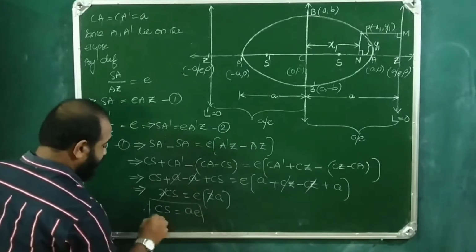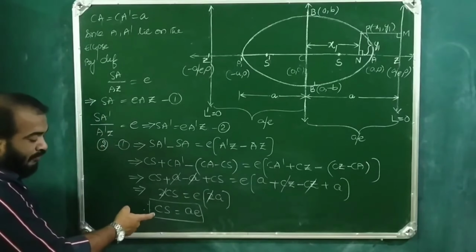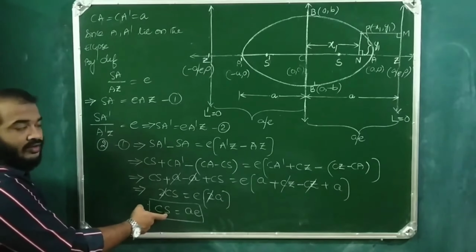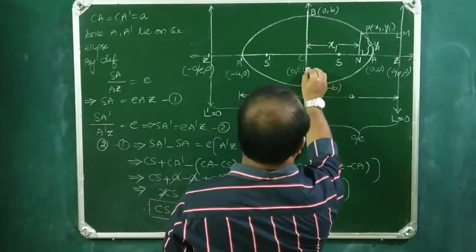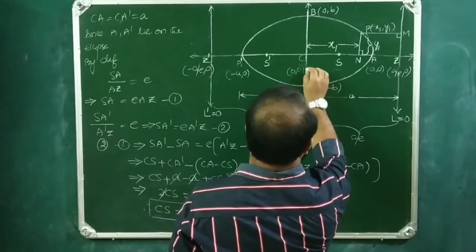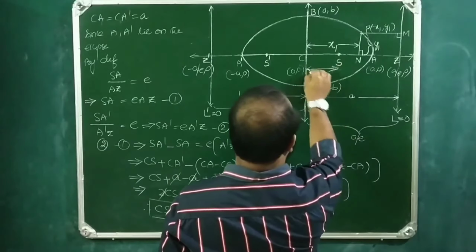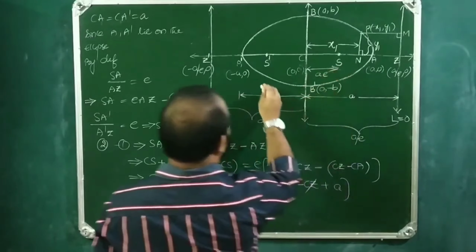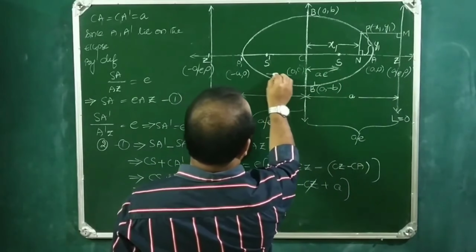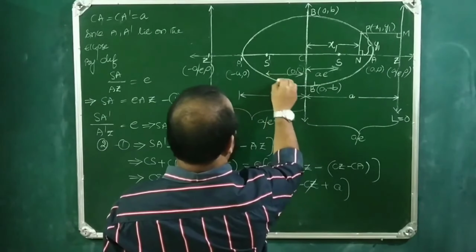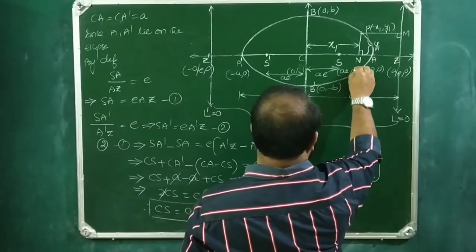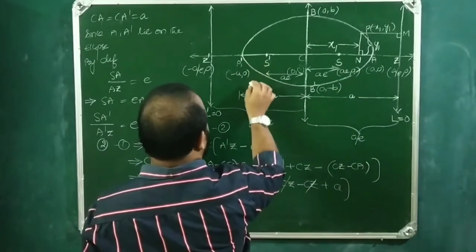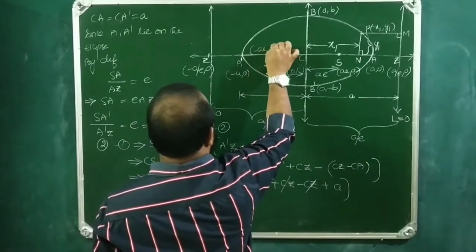That means the distance between the center of the ellipse and the fixed point, which is the focus, is AE. That is this distance. This distance is equal to AE. Obviously this distance is also AE. That means the coordinates are AE comma 0, and this is minus AE comma 0.